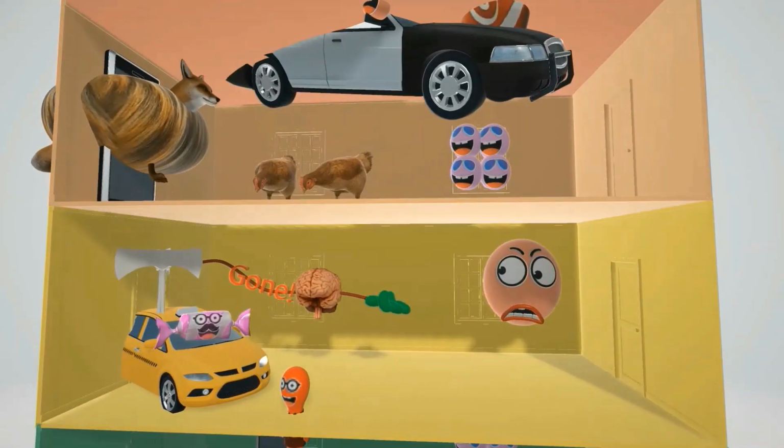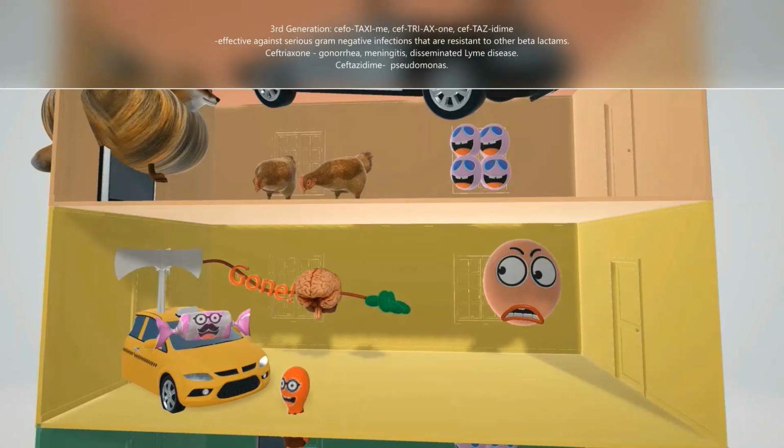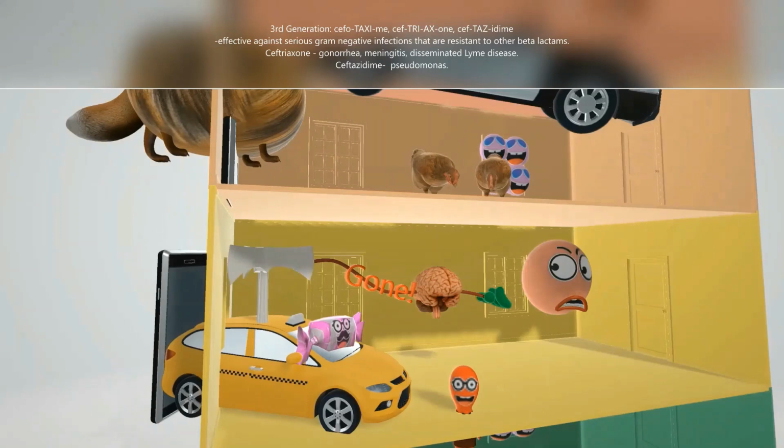Oh, my favorite, the third floor of the building here. The third generation cephalosporins include cefotaxime, represented by the taxi over here that's coming out of the cell phone, cell phone taxi.